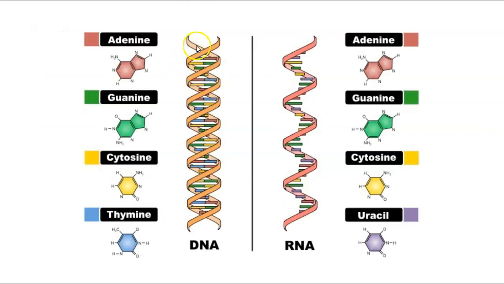Here are your main differences, right? We have a double helix for DNA. We have a single strand for RNA. Adenine's the same, guanine's the same, cytosine's the same, but thymine is only in DNA and uracil only in RNA.